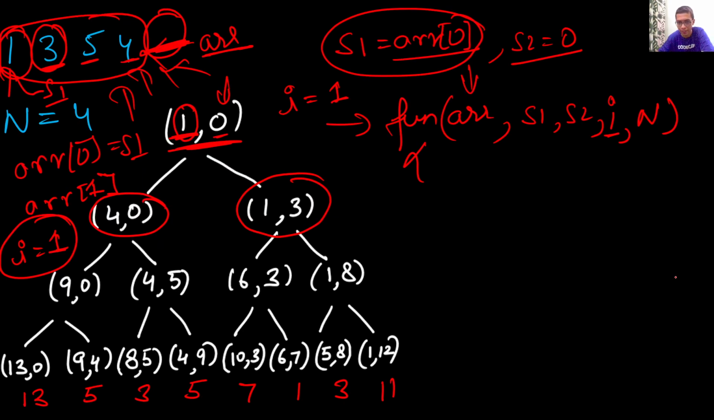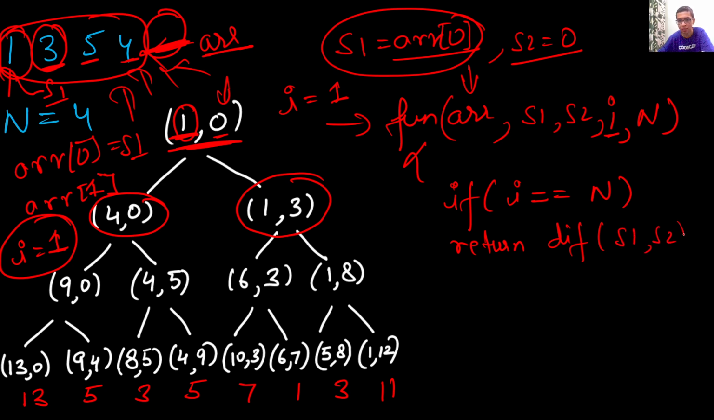So let me rewrite it over here. If we are at the very last level, that is, if I equals n, then in that case we simply have to return the difference of s1 comma s2, the difference of both the sums. Otherwise, firstly I need to calculate the left sum of this function fun.